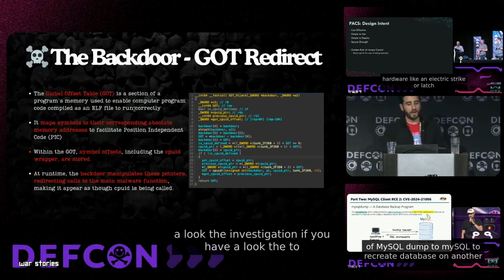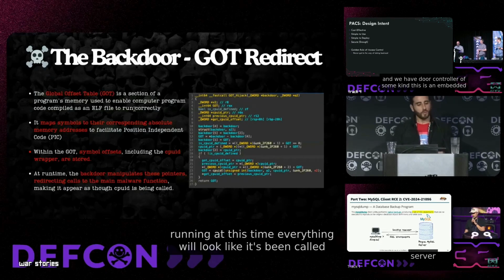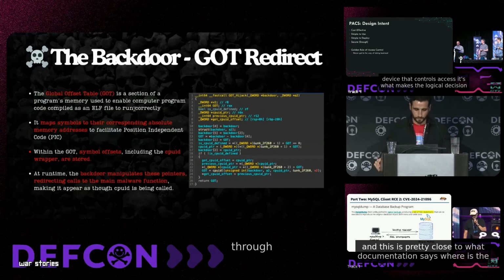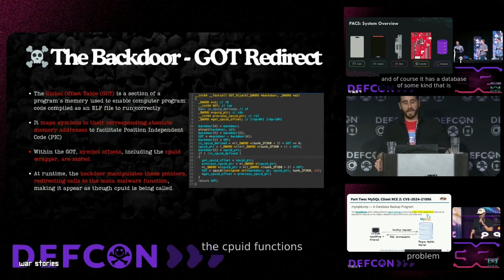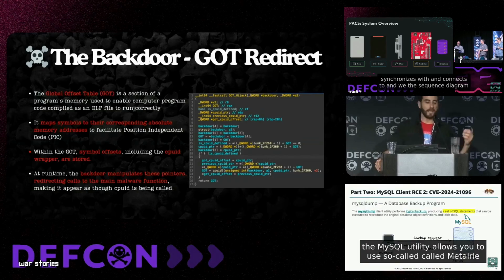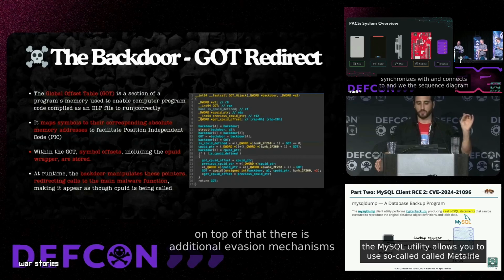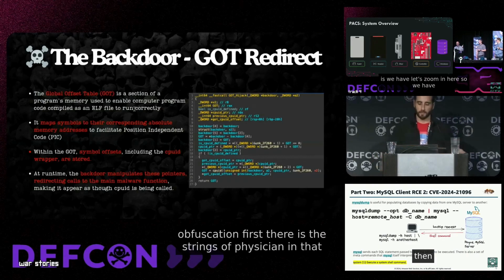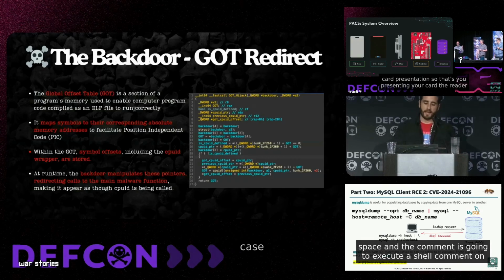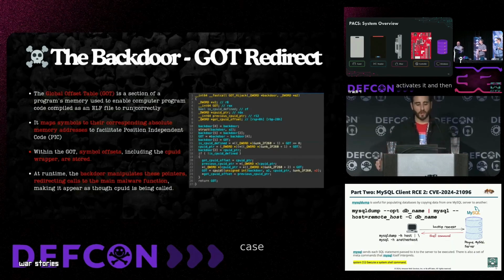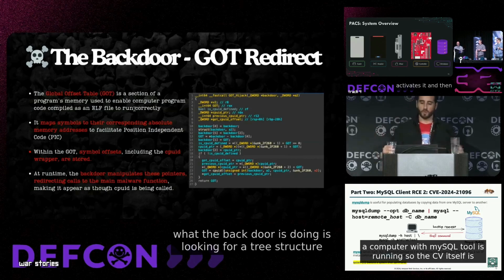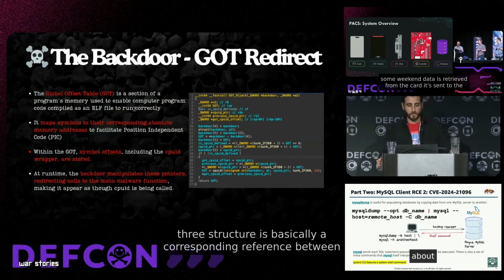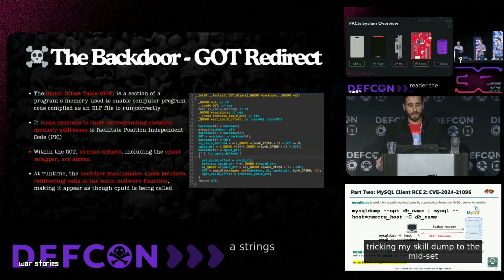There is also the global offset table redirect, which I mentioned is a kind of table with function addresses. And in that case, at runtime, the backdoor will manipulate these pointers in the global offset table to redirect calls to the main malware function. And if you have a look at the investigation, if you have a look at the running process at this time, everything will look like it's been called through the CPU ID functions.